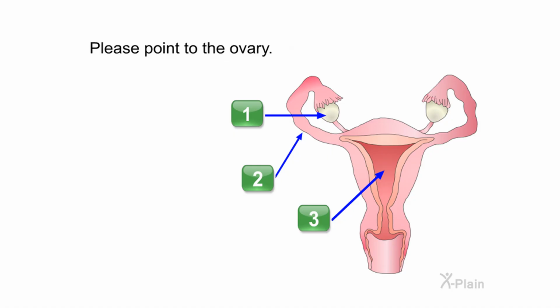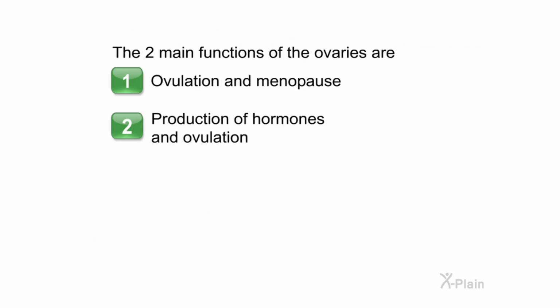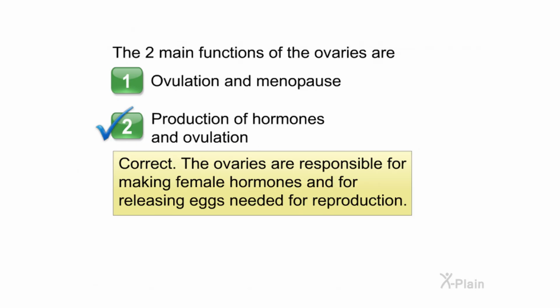Please point to the ovary. Choose one of the following options. Correct. The two main functions of the ovaries are: choose one of the following options. 1. Ovulation and menopause. 2. Production of hormones and ovulation. Correct. The ovaries are responsible for making female hormones and for releasing eggs needed for reproduction.